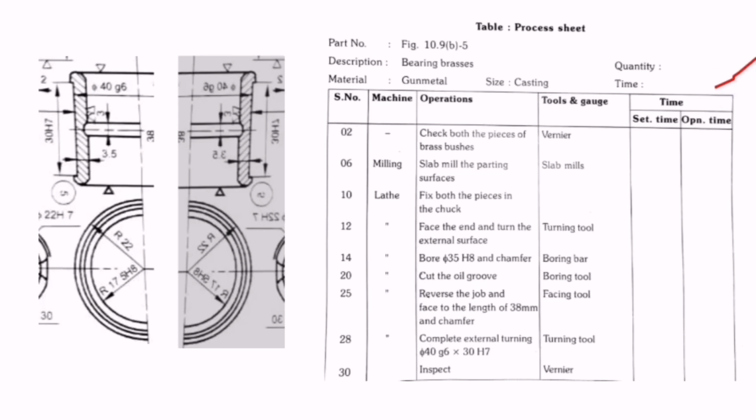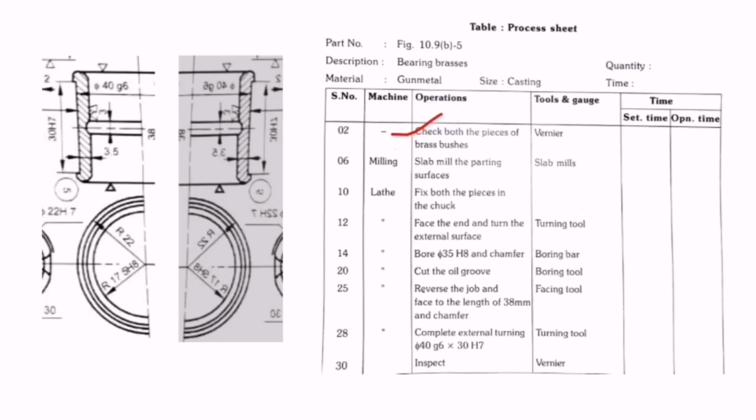The basics are very important. We should draw the table and we should indicate the columns like serial number, machine, operations, tools and gauge, and time. Now we need to write this information above the table: part number, description, material required, quantity, size and time. This information is compulsory, and we should provide it above the table. The description is nothing but the name of the part for which we are going to prepare the process sheet, that is bearing brasses.